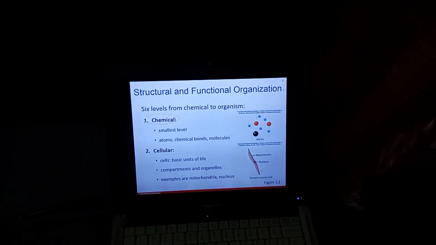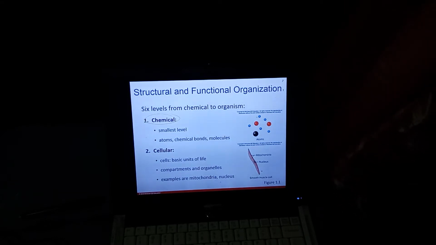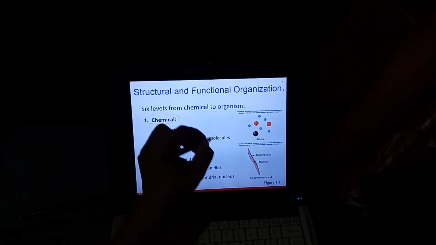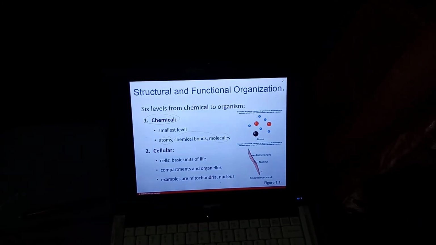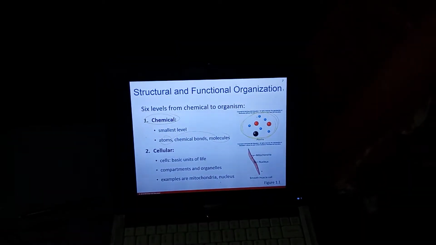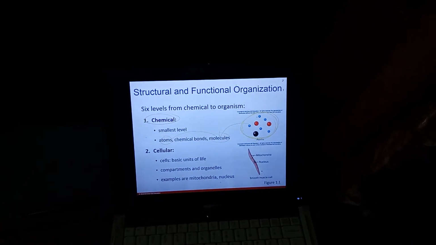We all know that atoms are the smallest level of organization. When atoms are combined, they form molecules or compounds. So these colored balls are your atoms, and when you put them together, you will form molecules. That's under your chemical level.